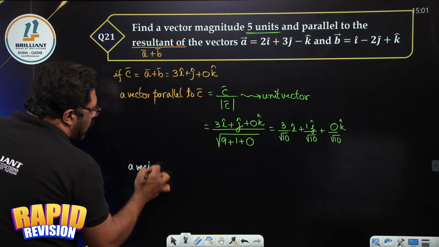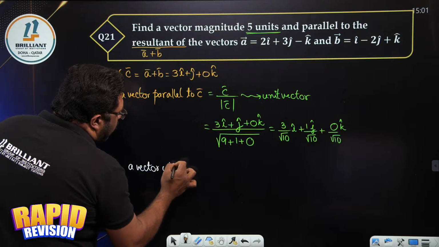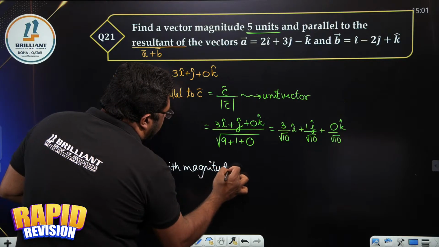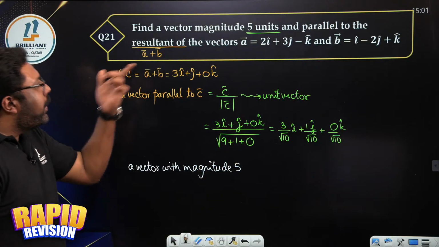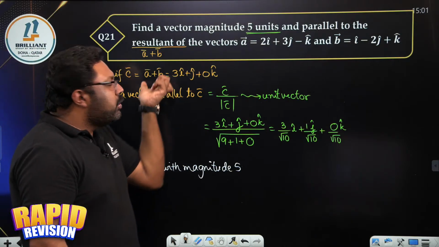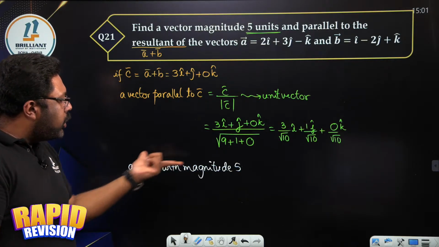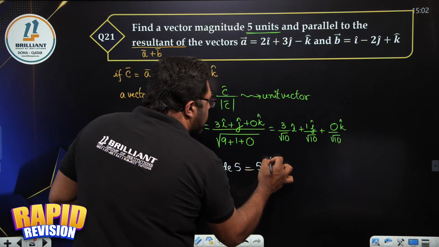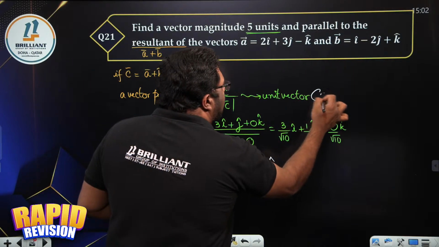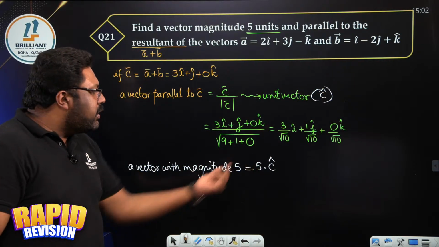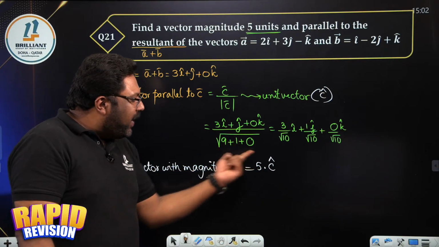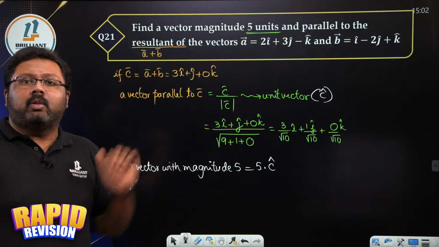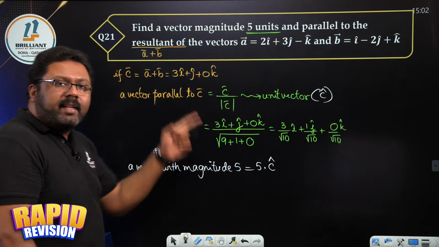A vector with magnitude 5. I want a particular vector which is parallel to the resultant A plus B, and it should have magnitude 5. If you multiply the unit vector C cap with 5, because C cap is having magnitude 1, you will get another vector with magnitude 5, but still parallel to A plus B. Got it? 2 ideas coming in the question.